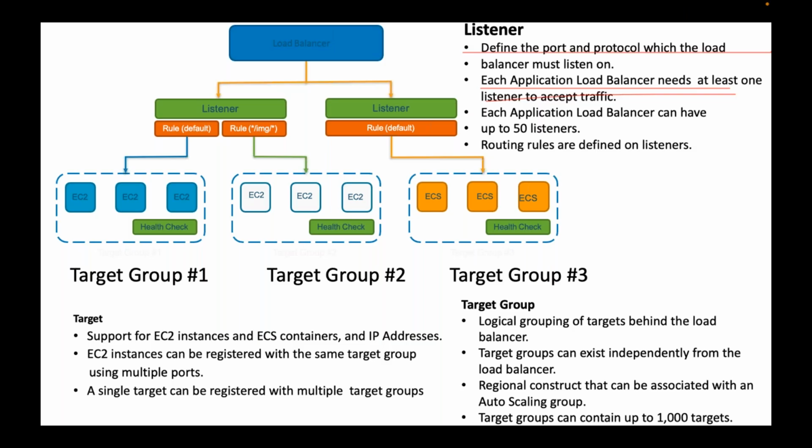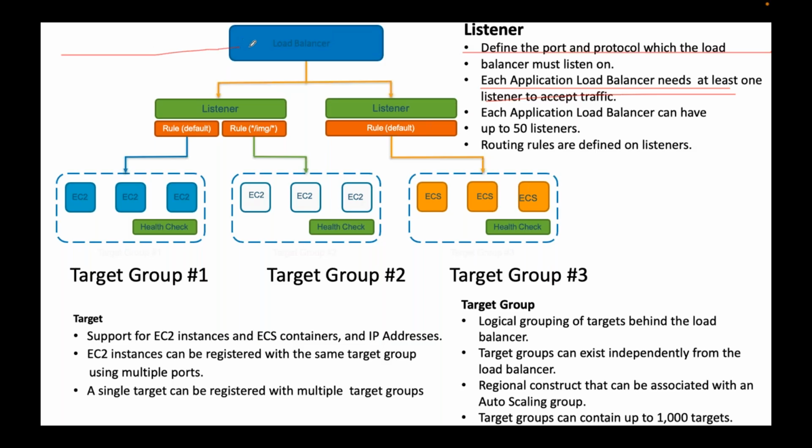You can have up to 50 listeners, but on different ports. But in most cases we will have only two listeners. One is listening on port 80, another listening on 443. Secure port 443, insecure port 80. Those are the default ports. So the load balancer will have a listener.